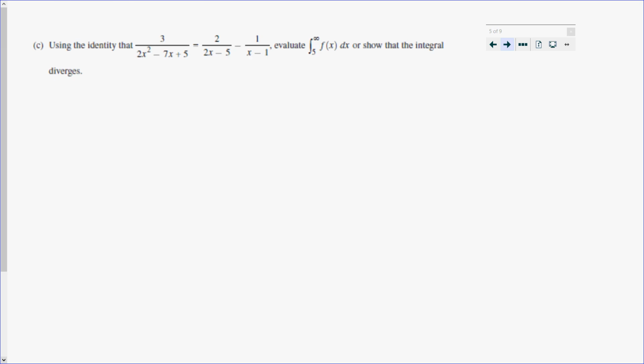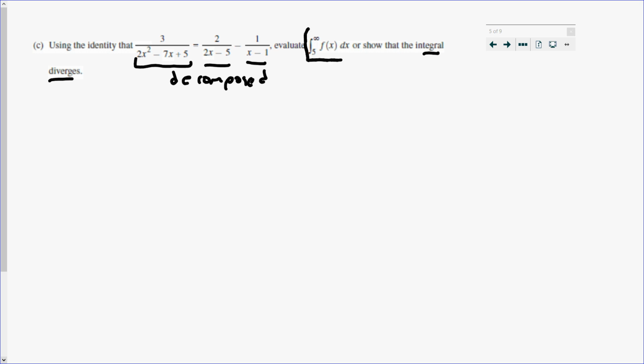Using the identity that this fraction is equal to the sum of these two fractions, it looks like to me that they decomposed the fraction right here. So that sounds kind of familiar to me, right? Evaluate the following integral. Evaluate the integral from 5 to infinity, or show that the integral diverges. Oh, diverges, that sounds kind of familiar for us.